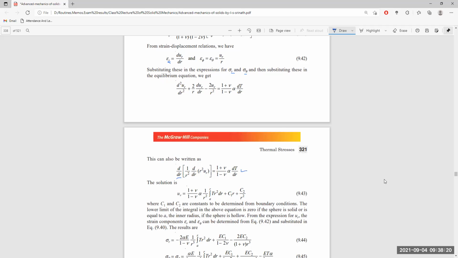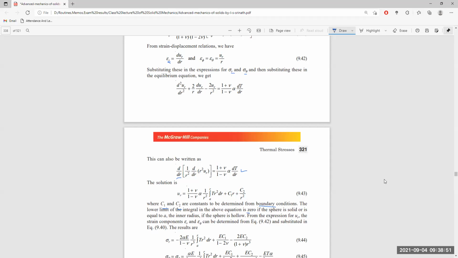So the solution is UR, which is the integration of alpha into 1 by R square, from 0 to R, T R square dr, plus C1 R plus C2 by R square. Again we got the two constants C1 and C2, and they are to be determined from the boundary conditions. The lower limit of the integral is supposed to be 0.